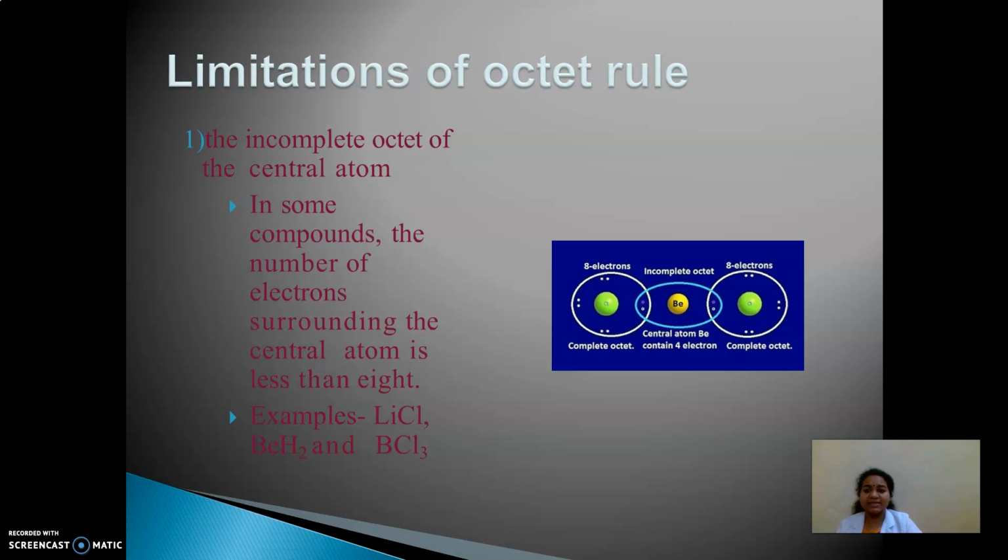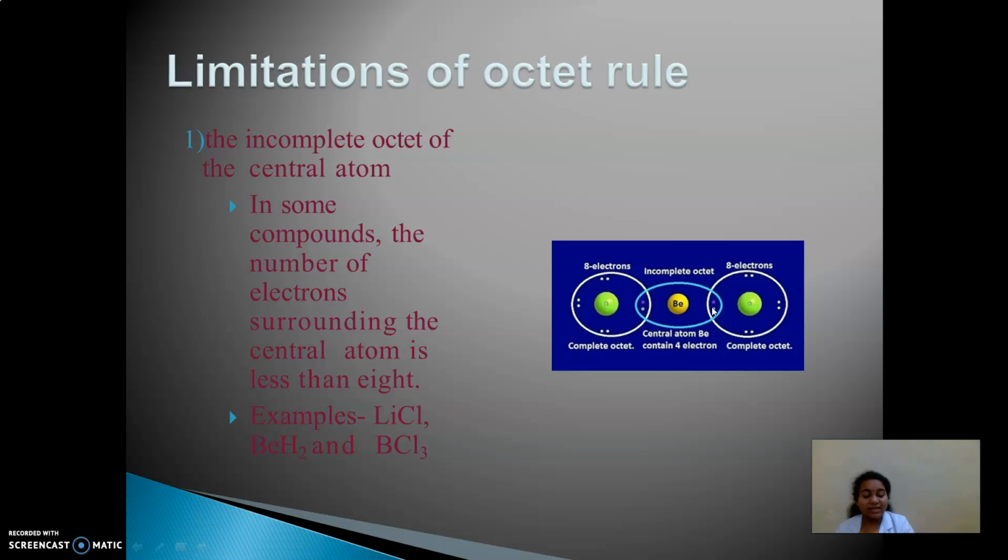We check the first case, the incomplete octet of the central atom. If we check the compound beryllium chloride, BeCl2, here you can see one beryllium sharing electrons with two chlorine atoms. Beryllium is the central atom. If we count the number of electrons around it, we can see 1, 2, 3, 4. It is not following the octet, even though it is not following the octet, the compound is highly stable.